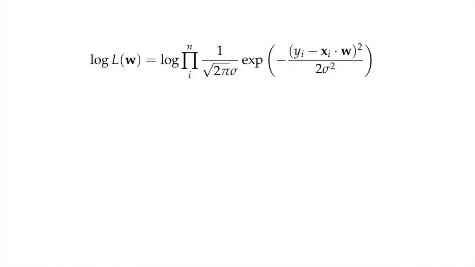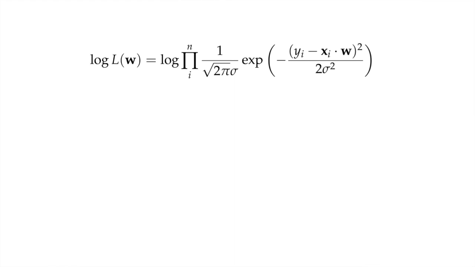So the maximum of the likelihood function will occur in the same place as the maximum of the log likelihood. Taking the log also has the additional advantage of cancelling out the exponential which occurs in the expression for the Gaussian distribution. So let's have a look at this log likelihood expression.